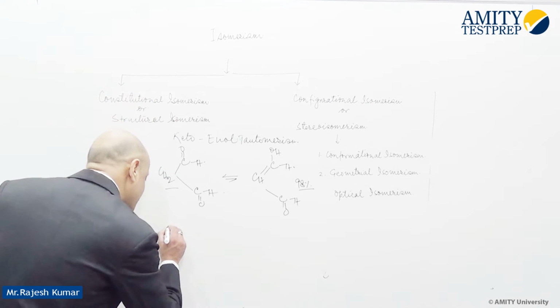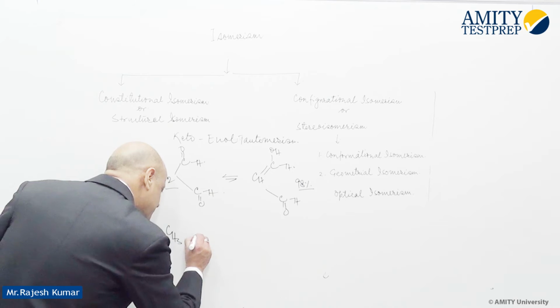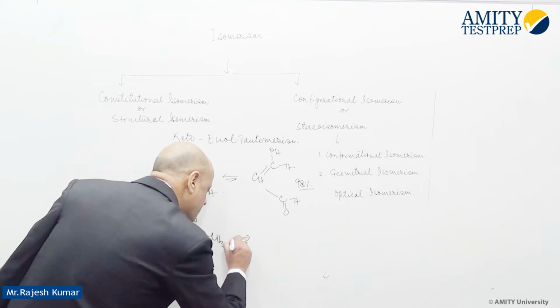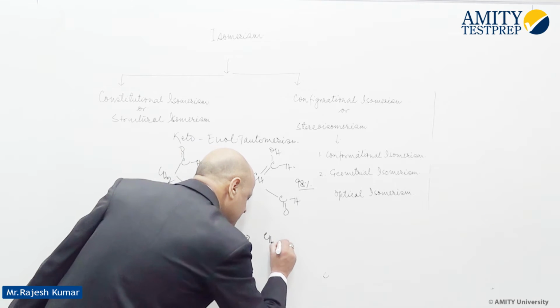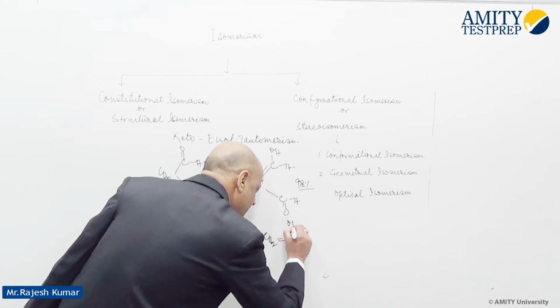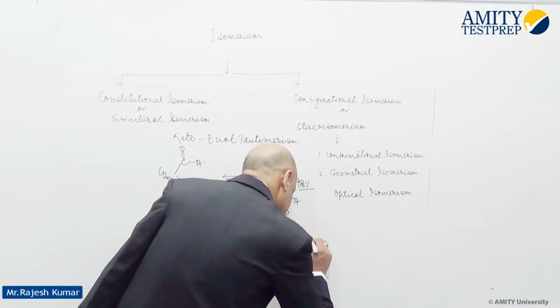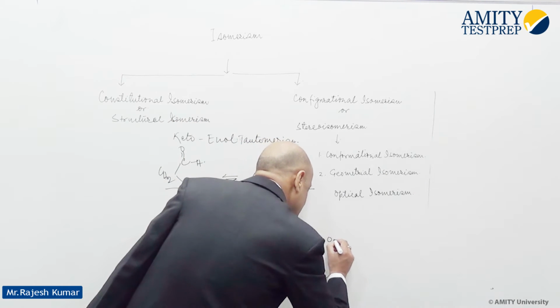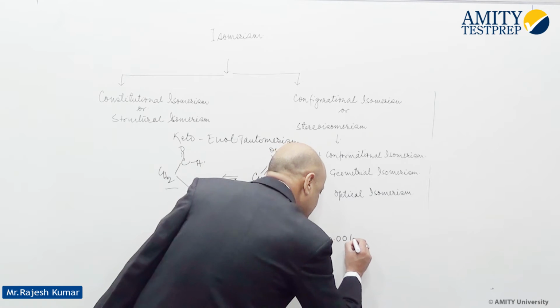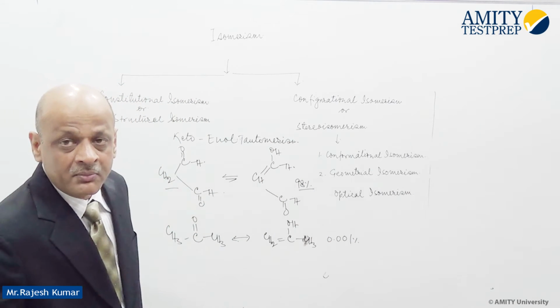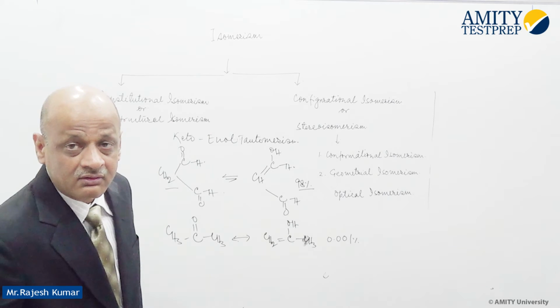Take the example of acetone. It is a keto form and the enol form could be here like this, but the enol content will be only 0.01% here. So the active methylene group makes enol content greater.